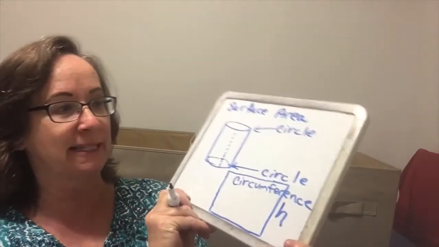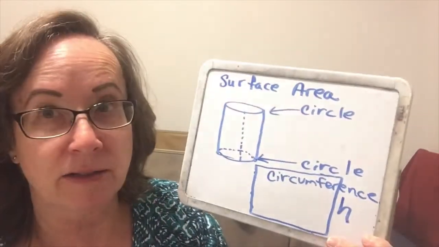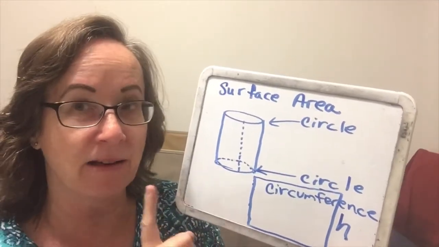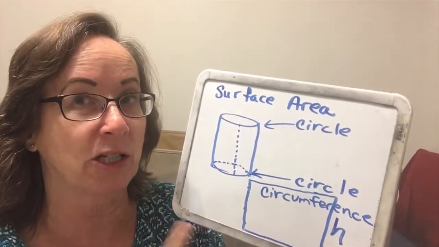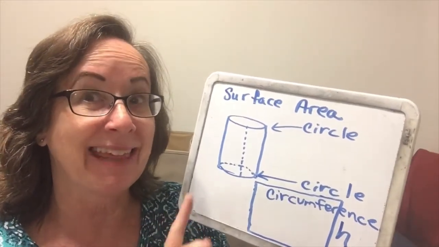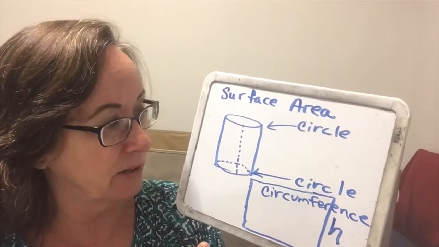Okay, so now we're going to talk about that. We're going to do that a little bit, and we're also going to talk about the surface area. Okay, so we're going to talk about the same type of figure, the right circular cylinder. The surface area, however, is not the volume. The volume is how much it can hold. The surface area is the area on the outside of the cylinder.